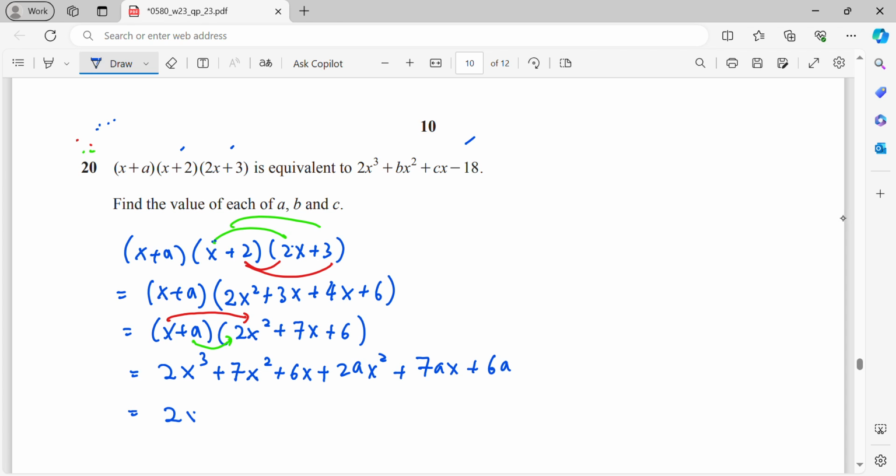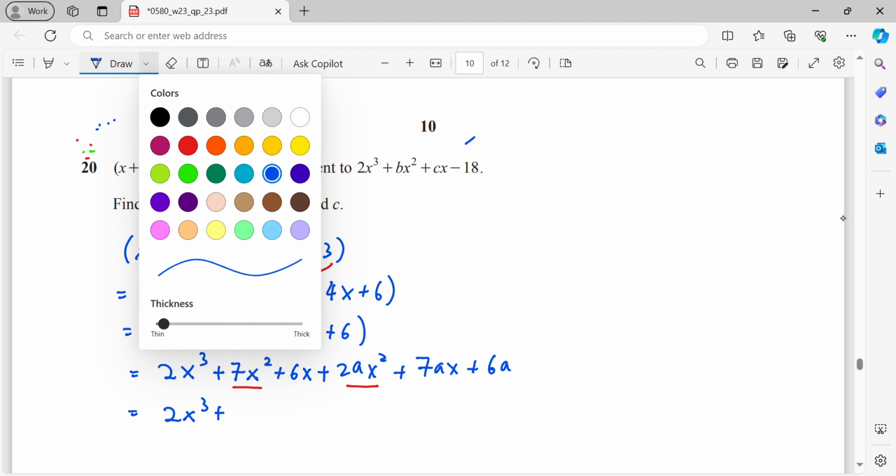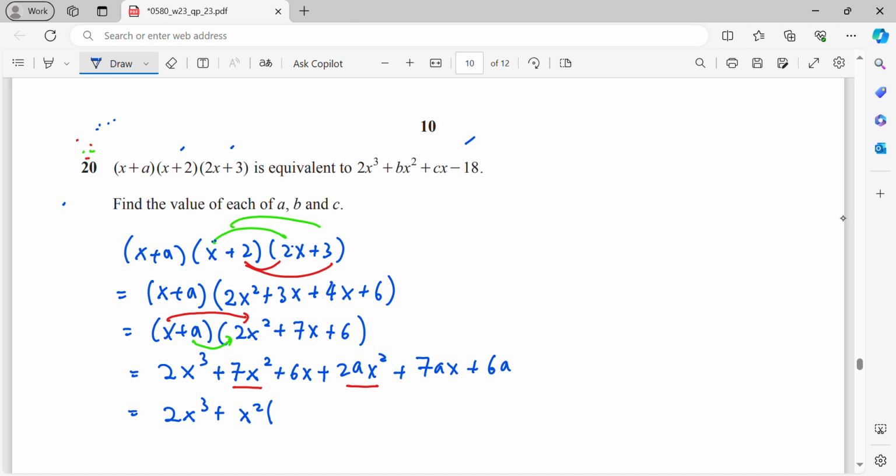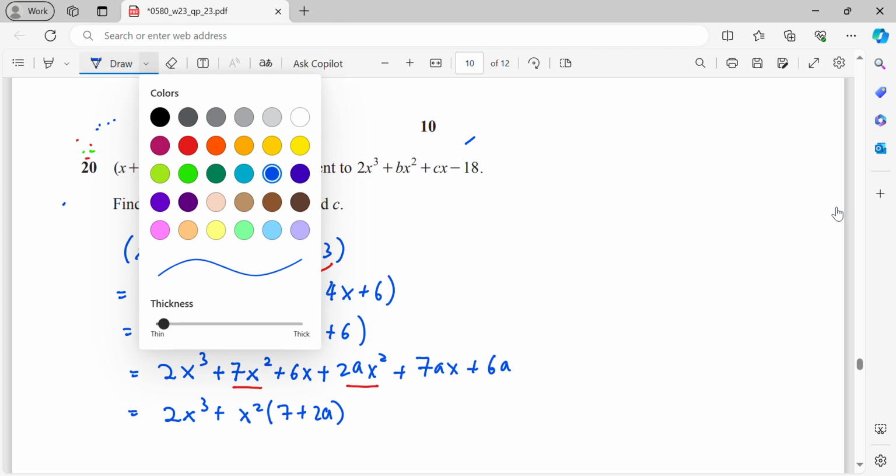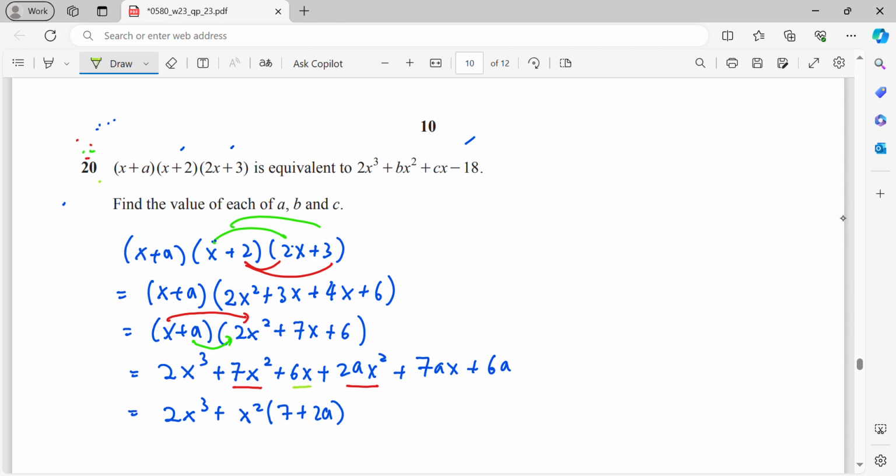It will be 2x cubed plus, now group these two terms together because they have the x squared. It means that you can factorize x squared. When I factorize x squared, I will get x squared bracket 7 plus 2a. Same goes to the other terms, 6x and 7ax. I will factorize x. Once I factorize x, I will get 6 plus 7a. And lastly, just left 6a.